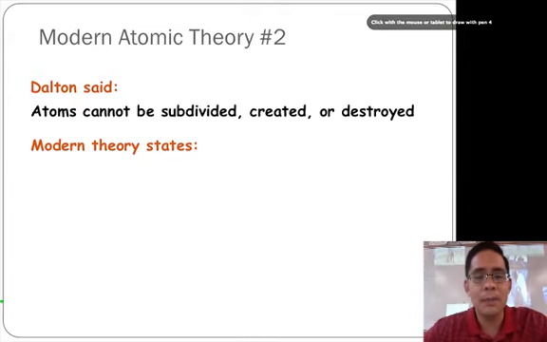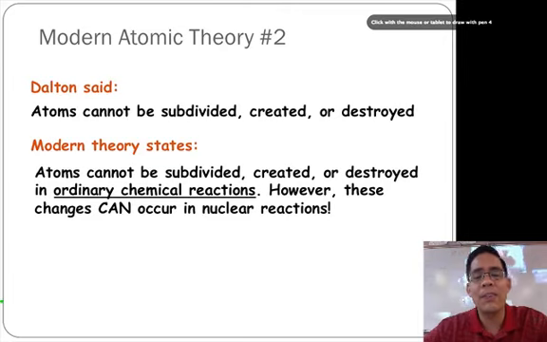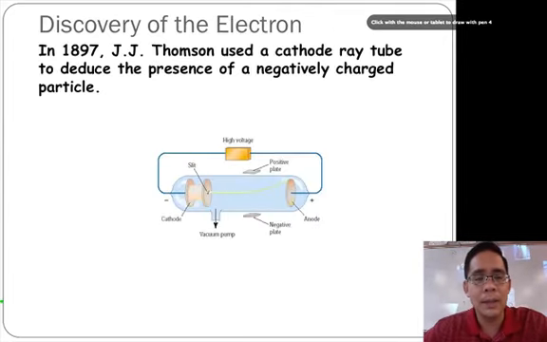Atomic theory number 2, atoms cannot be subdivided, created, or destroyed. Well, that's not true anymore either. They cannot be subdivided, created, or destroyed in ordinary chemical reactions. However, these can occur in nuclear reactions. And so those are the 2, of course, that we wanted to make sure we understand have changed.